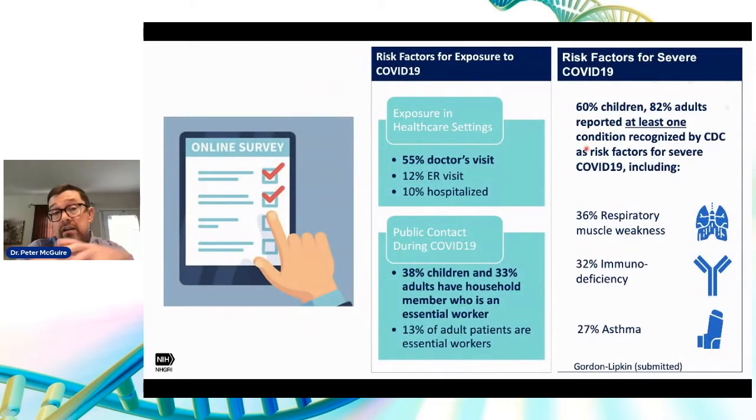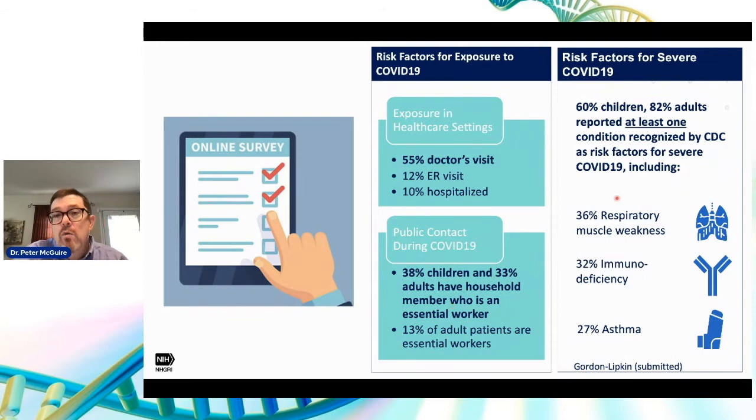And for SARS-CoV-2 or COVID-19, this is some of the data from the study that we did to identify what some of those risk factors are during this pandemic in patients with mitochondrial disease. So one of the risk factors, of course, is being in the hospital or healthcare settings, as I mentioned. And during the COVID-19 pandemic, about half of patients still continue to have doctor's visits, which obviously are necessary because they have very serious chronic illnesses. Public contact during COVID-19, 38% of children and 33% of adults have a household member who's an essential worker. So in other words, someone has to leave the household every day and engage with the public.